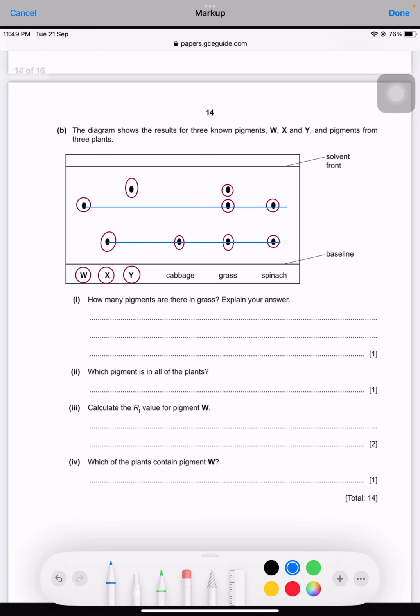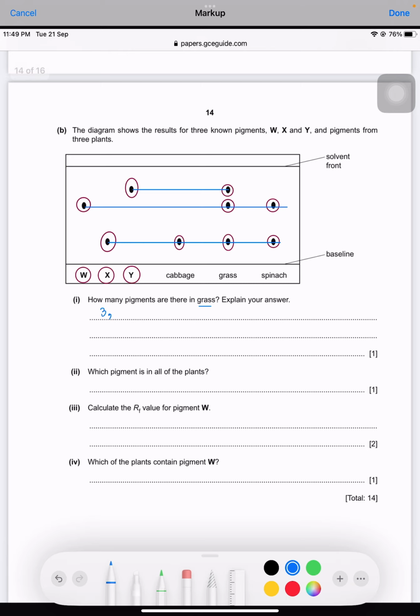So only one substance is present in cabbage, and what is that pigment? It is X. Let's discuss Y now. Y is present in only one, and that is grass. So grass and spinach are the two which contain more than 2 substances. Let's discuss further. How many pigments are there in grass? So we will say three pigments are there in grass.